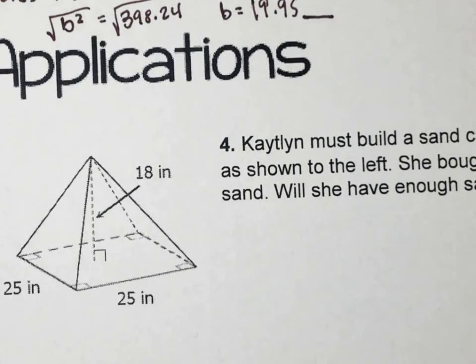Application. These are the most important ones. These are the word problems. Caitlin must build a sandcastle in the form of a square pyramid for a project, as shown to the left. She bought 3 bags of sand containing 1,200 cubic inches of sand. Will she have enough sand to build the sandcastle? So she already bought sand. She wants to find out if she has enough. Each bag of sand has 1,200 cubic inches of sand in it.